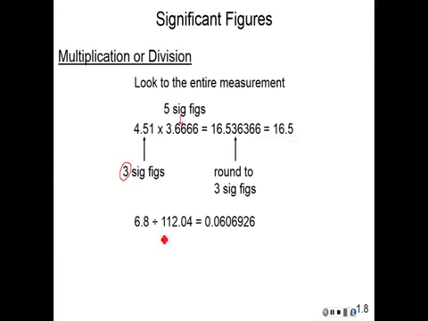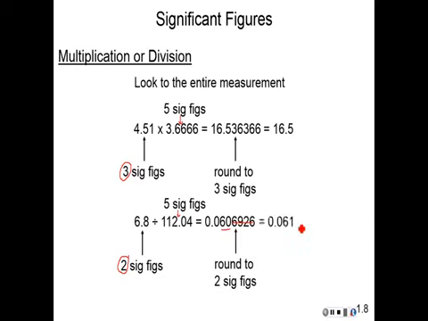Okay, here's one for you to try. 6.8 divided by this gives us that for an answer. How many significant figures should I have in my answer? Well, this is 2, and this is 5. How many should this be? Well, the answer would be 2. So how can I make this 2 significant figures? Well, my first significant figure is the 6. So I only want to keep these 2. But when I drop the rest of them, you notice that that 6 is greater than 5. So I'm going to add 1 to the 0, and I get 0.061 for an answer.